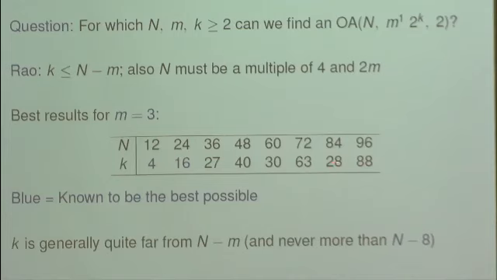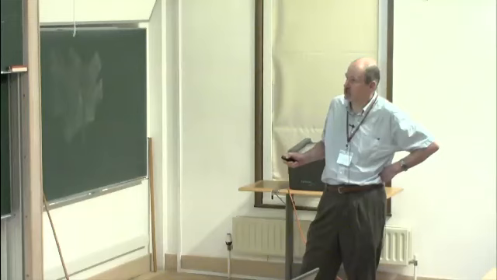All of these black numbers are open questions as to whether these are actually the best numbers that you can get. In some cases you do fairly well. There's a number of cases where the difference between the number of runs n and the number of two-level factors that you can get is equal to 8, like over here.